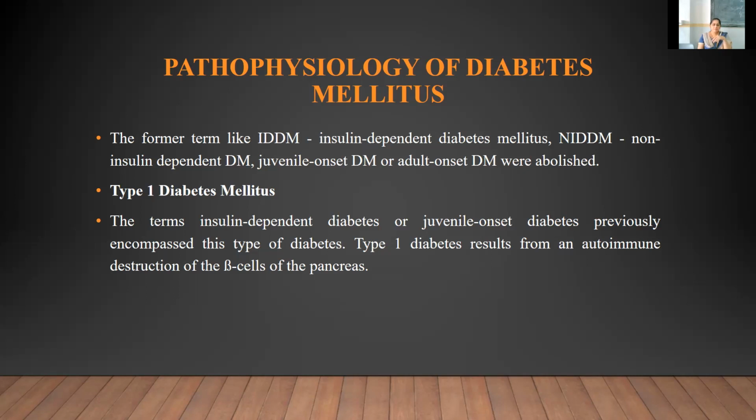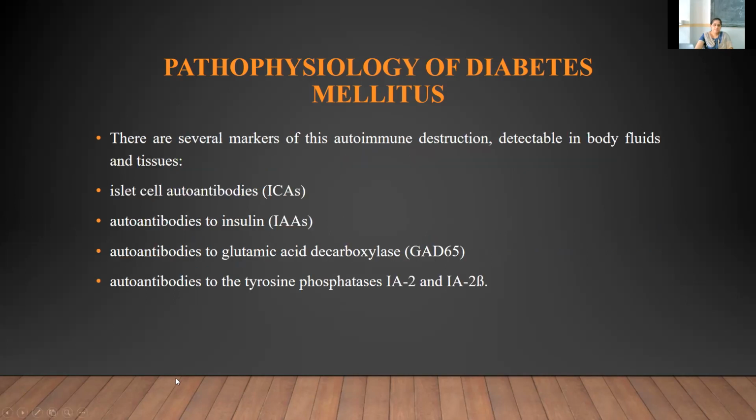So type 1 diabetes mellitus, what is the pathophysiology? The terms insulin dependent diabetes or juvenile onset diabetes previously encompassed this type of diabetes, and type 1 diabetes results from an autoimmune destruction of the beta cells of the pancreas. So you should be clearly knowing the cause of type 1 diabetes. Type 1 diabetes results from what? Because of the autoimmune destruction of the beta cells of the pancreas.